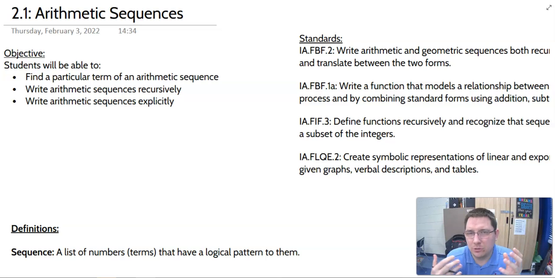And then we'll get into things that are exponential again with 2.2 on geometric sequences and 2.3 and 2.4 looking at comparing exponential and linear models. And so we're going to start here in 2.1 on arithmetic sequences.